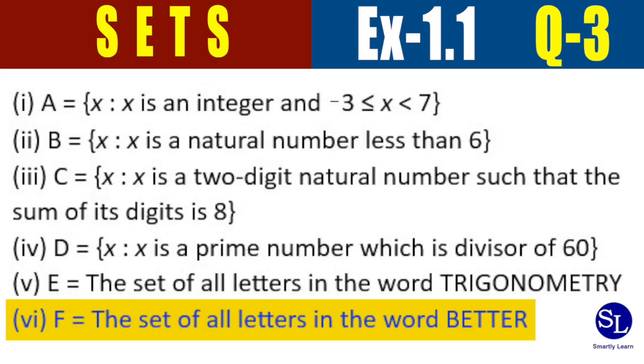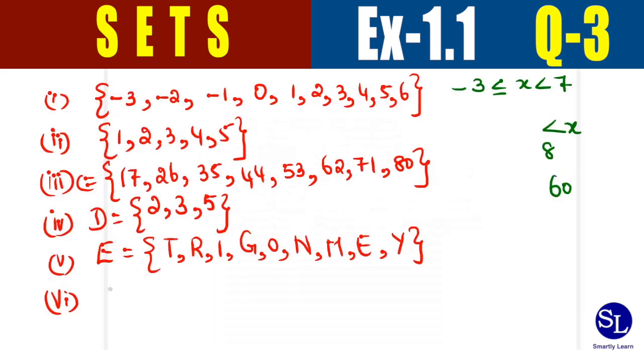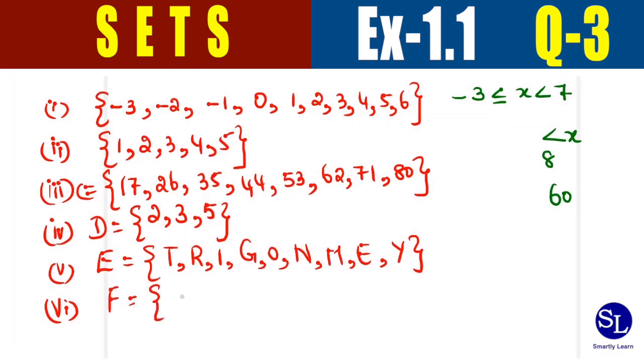For the last subdivision, F is the set of all letters in the word better. So if I write the set F, B is the first-time occurrence, E is a first-time occurrence, T is a first-time occurrence. Another T is already there, so it is not to be repeated. E is already there, and the last letter is R. So you write only the distinct collection of elements as part of a set.